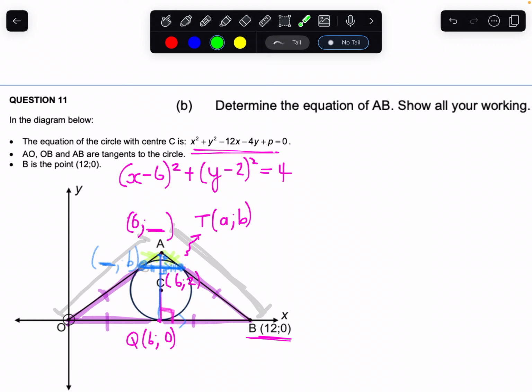And another relationship I could draw up is that the gradient of this line is equal to the negated reciprocal of the gradient of this line. So that's one relationship I can draw up. That's a simultaneous equation I can use, and that won't be messy. Okay, yes, right.